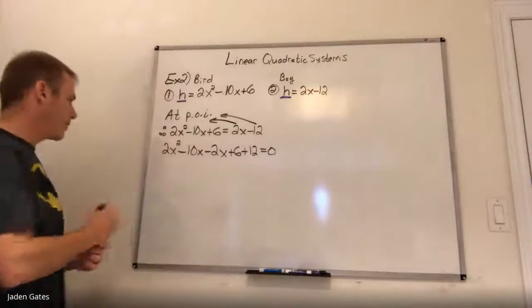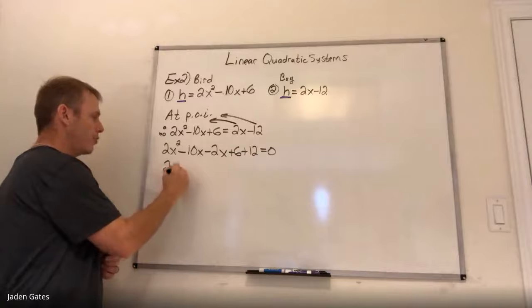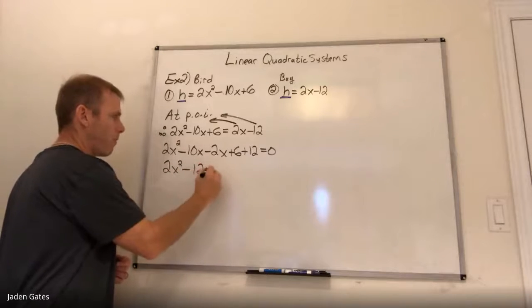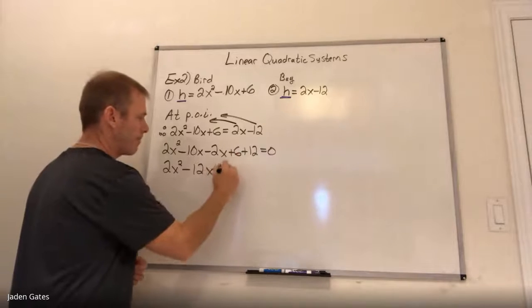All right, again, I have to collect like terms. So I have a 2x squared minus 12x. And what do we got here? Plus 18.